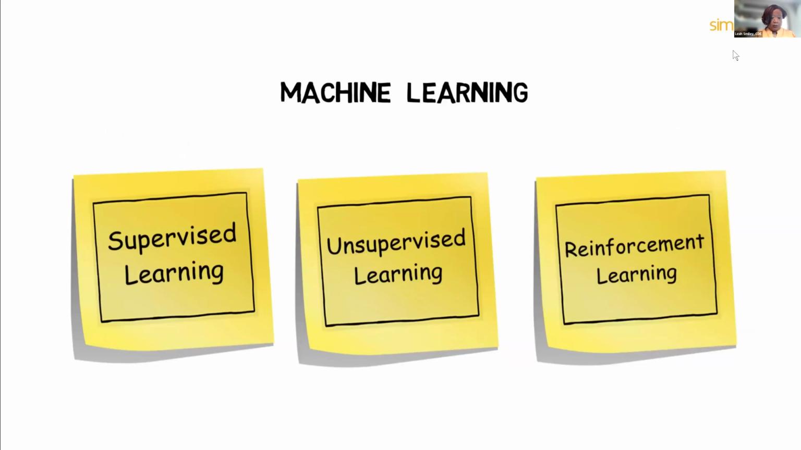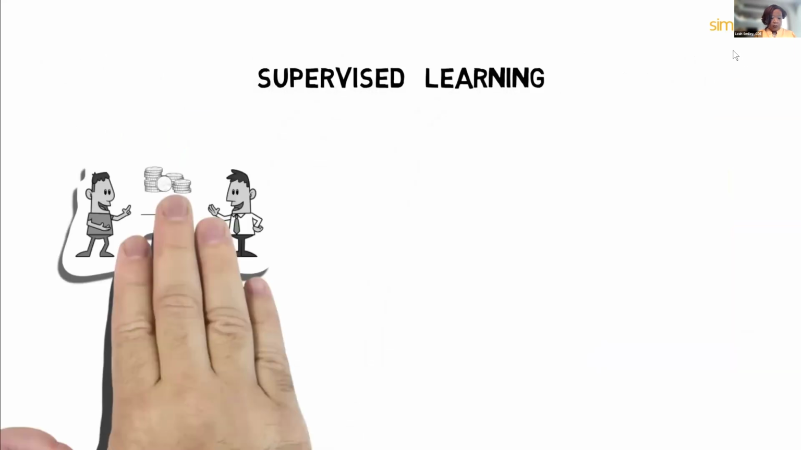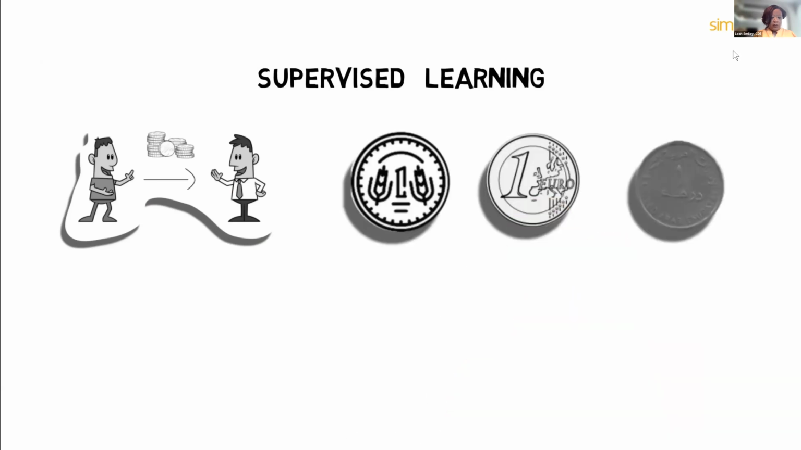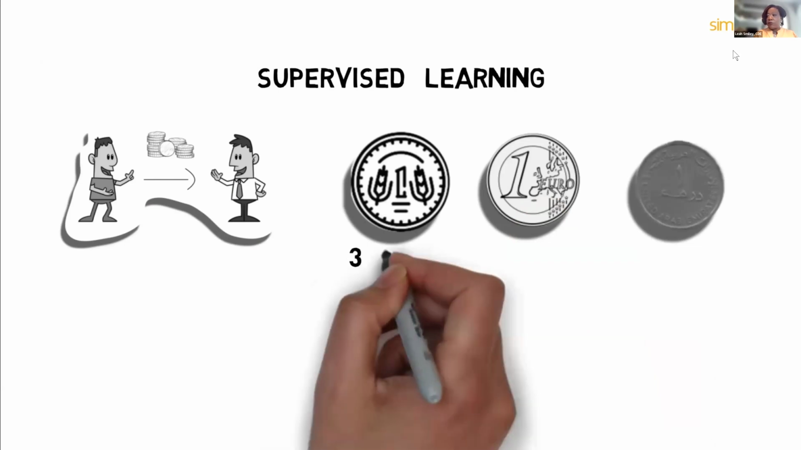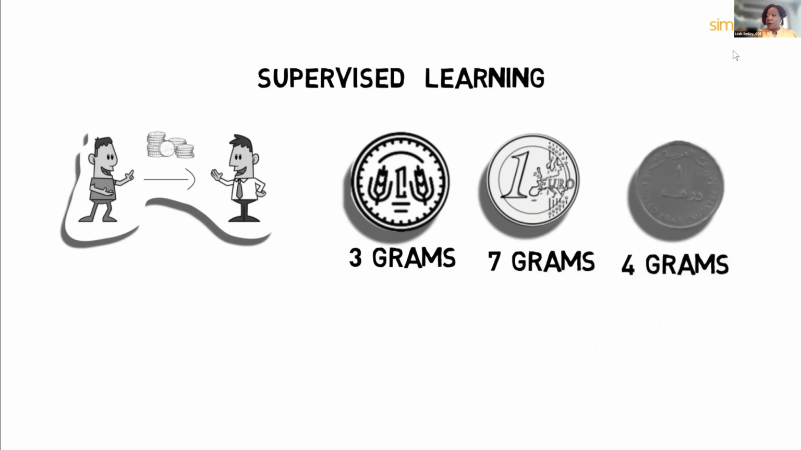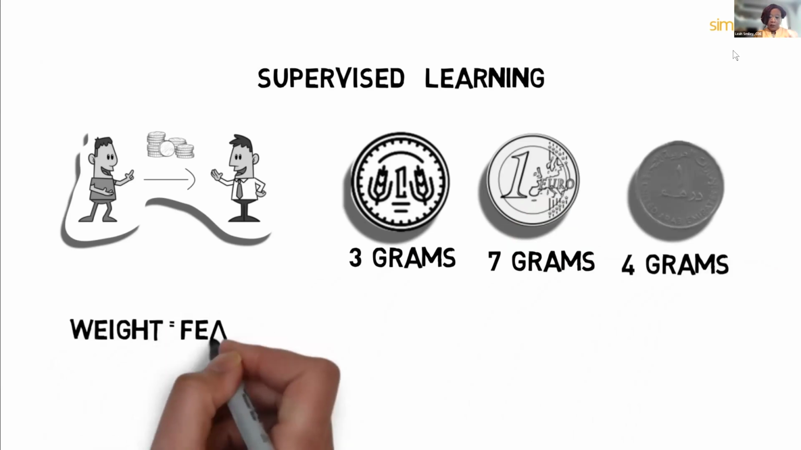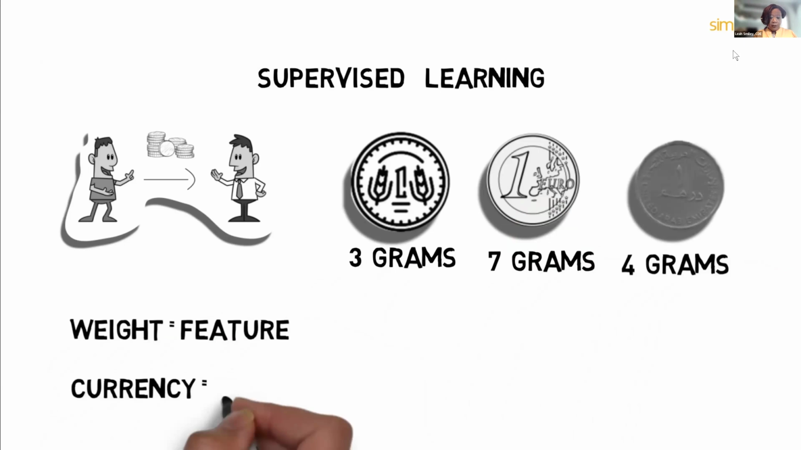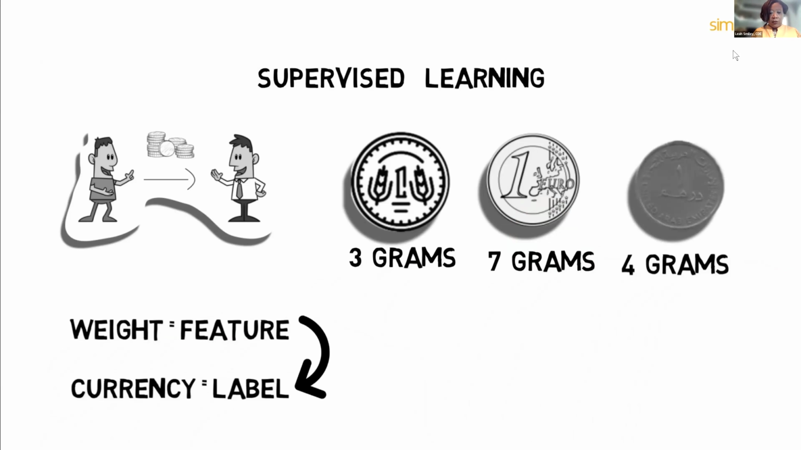Let's first quickly understand supervised learning. Suppose your friend gives you 1 million coins of 3 different currencies, say 1 rupee, 1 euro and 1 dirham. Each coin has different weights. For example, a coin of 1 rupee weighs 3 grams, 1 euro weighs 7 grams and 1 dirham weighs 4 grams. Your model will predict the currency of the coin. Here, your weight becomes the feature of coins, while currency becomes their label. When you feed this data to the machine learning model, it learns which feature is associated with which label.